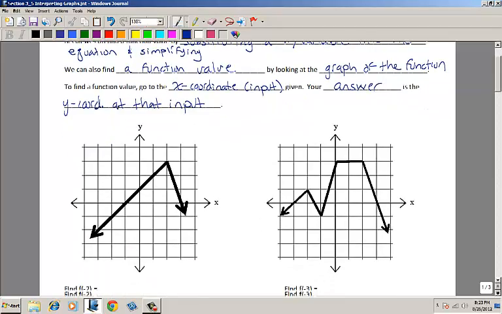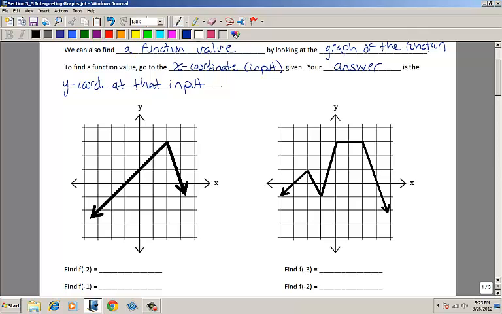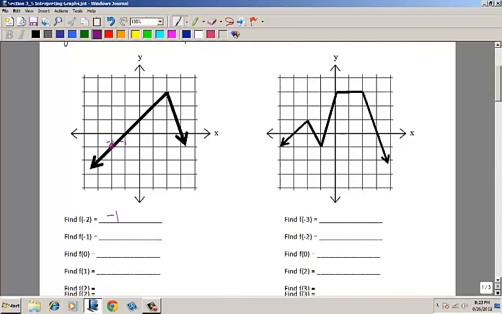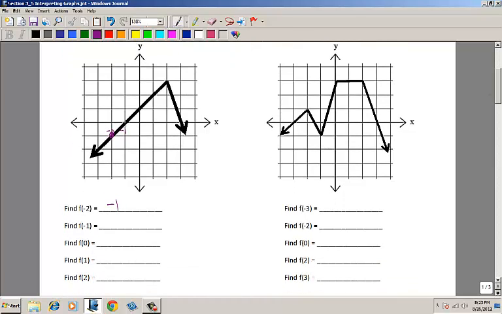So let's look at finding function values for the two graphs that we have below. The first one asks us to find f of negative 2 for this given function. So here's negative 1, here's negative 2 on my x-axis. So when x is negative 2, my y value would be negative 1. Then it asks me to find f of negative 1. Well, f of negative 1 has a y value of 0. f of 0, y value of 1. f of 1 has a y value of 2. f of 2 has a y value of 3.